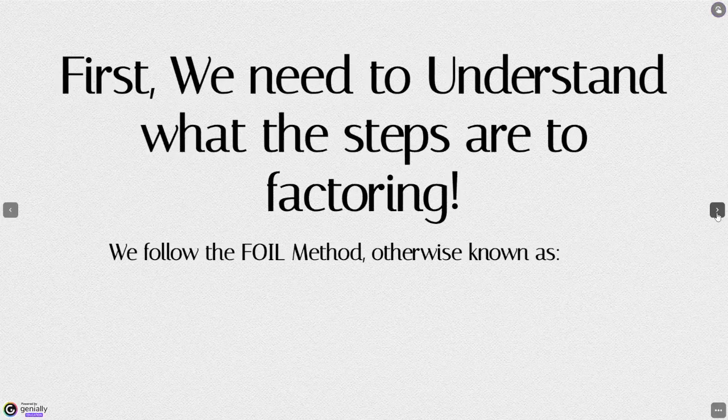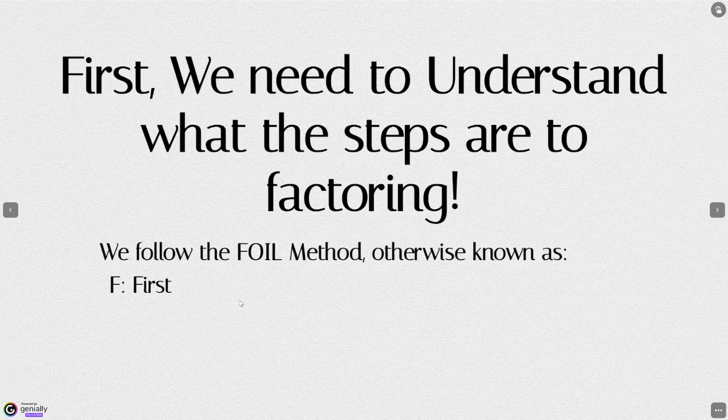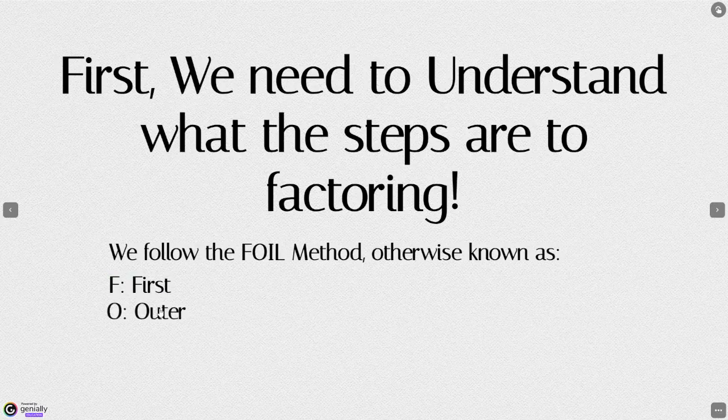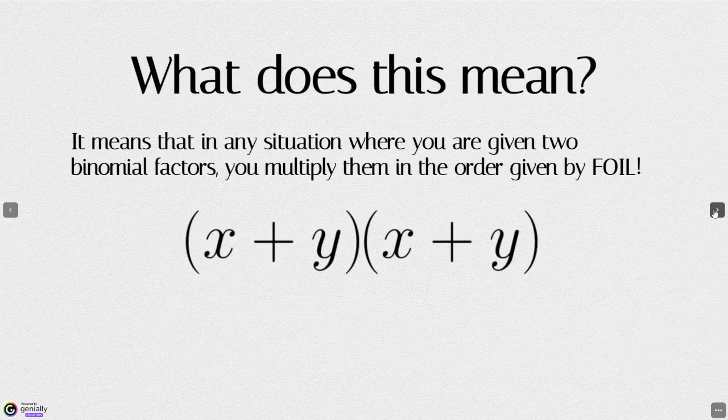So, the first thing we need to understand is what the steps are in factoring. We follow the FOIL method, otherwise known as first, outer, inner, and last. What does this mean? It means that in any situation where you are given two binomial factors, you multiply them in the order given by FOIL.